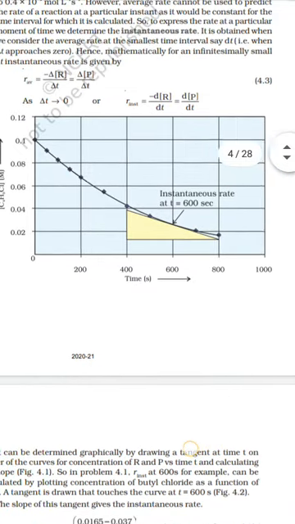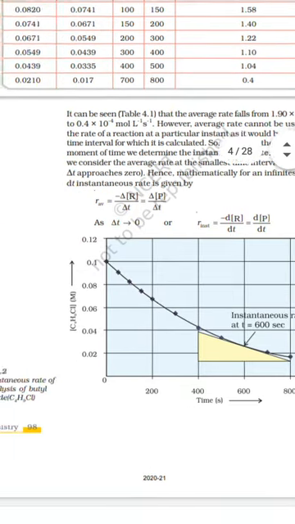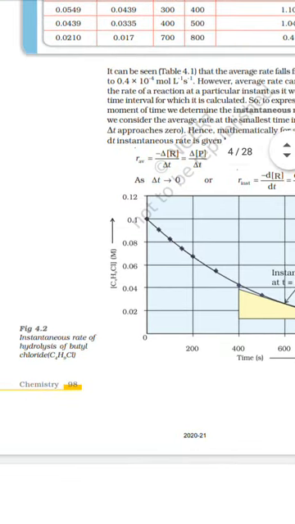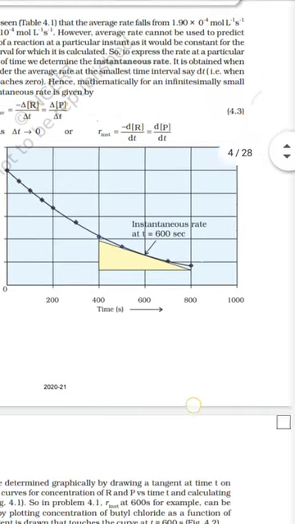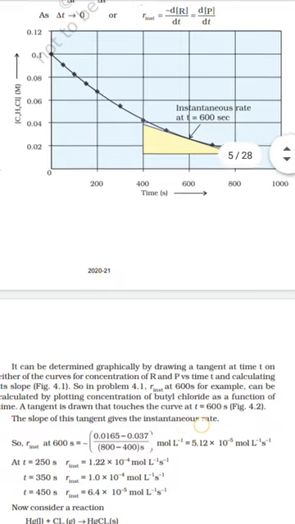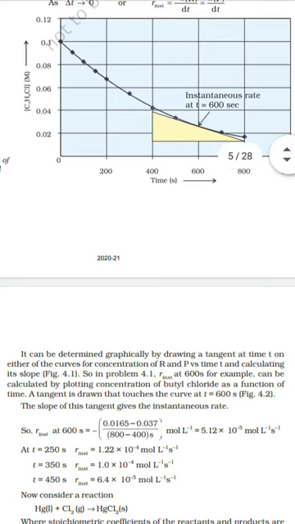Observe figure 4.2, this figure, at 600 seconds. So R instantaneous at 600 seconds equals negative (0.0165 minus 0.037) divided by (800 minus 400) second, mole per liter, which equals 5.12 × 10^-5 mole per liter second.